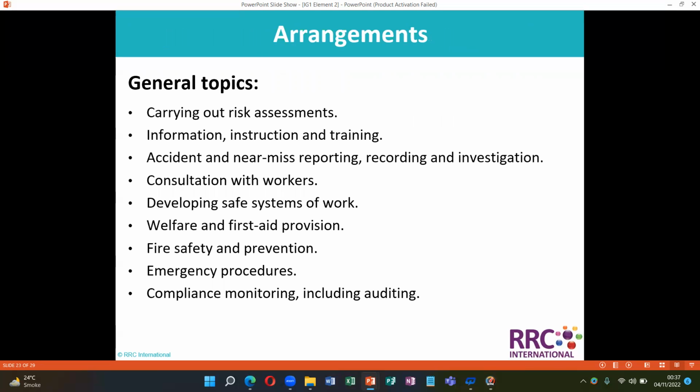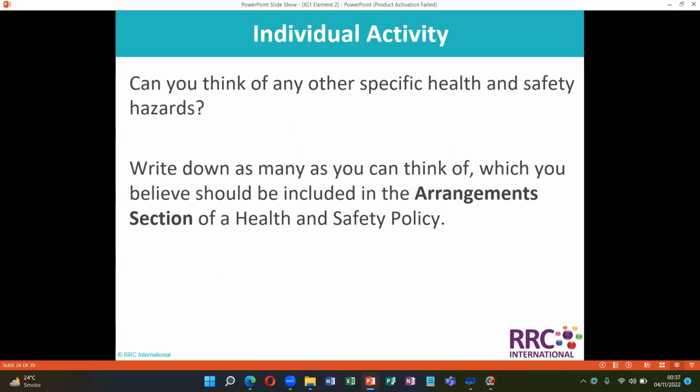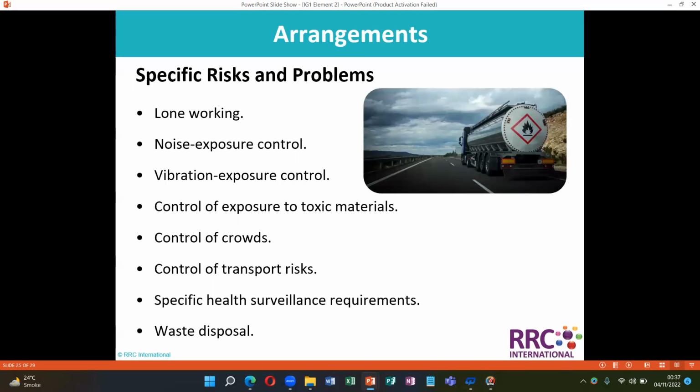Arrangements, typical topics: carrying out risk assessment, information, instruction and training, accident and near miss reporting, recording and investigation, consultation with workers, developing safe systems of work, welfare and first aid provision, fire safety and prevention, emergency procedures, compliance monitoring including auditing. Individual activity: can you think of any other specific health and safety hazards? Write down as many as you can think of which you believe should be included in the arrangements section of a health and safety policy.